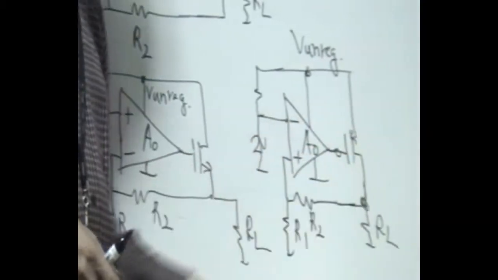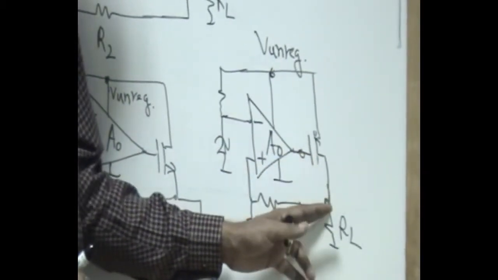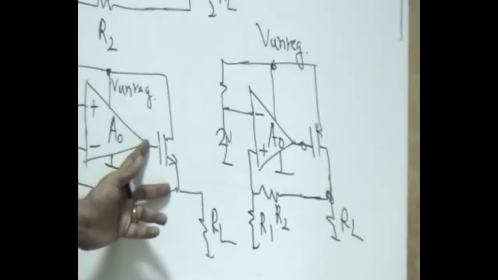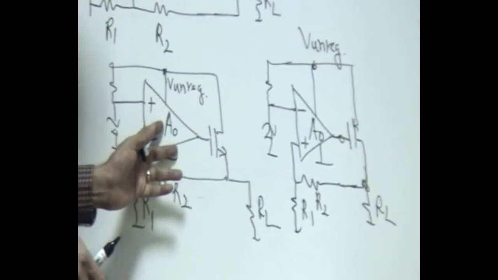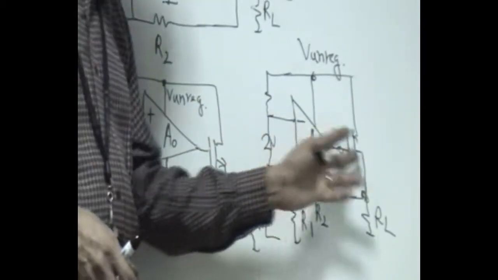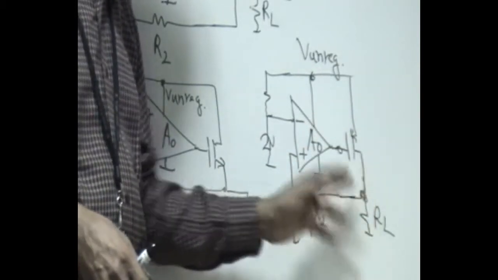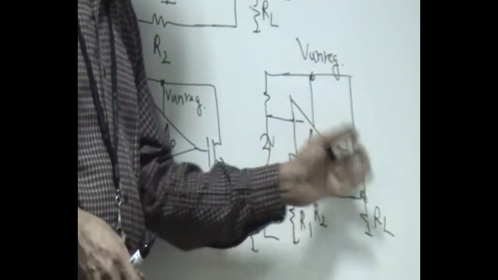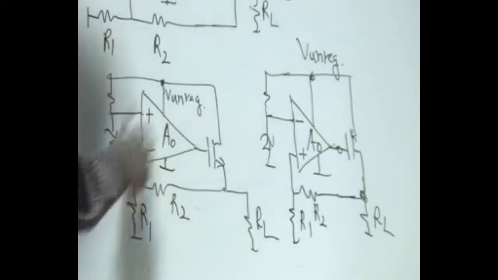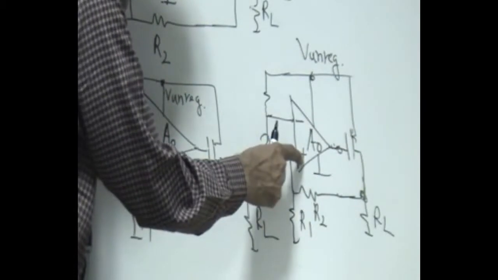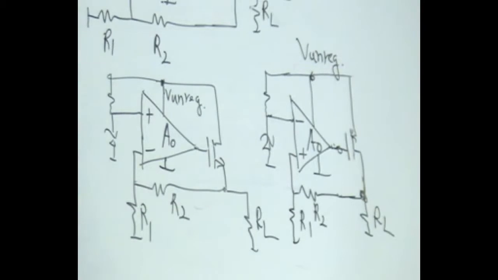The moment you use a P channel for driving this, there is a gain coming into the picture in the loop. Earlier this is a voltage follower, and therefore the gain remained the same as A0. Here the overall gain increases by a factor of GM of this into RL. That means A0 GM RL is the gain. Not only that, since there is an inversion here, you have to now make this overall thing have negative feedback by connecting the positive of the operational amplifier.